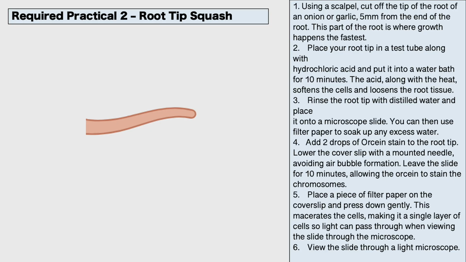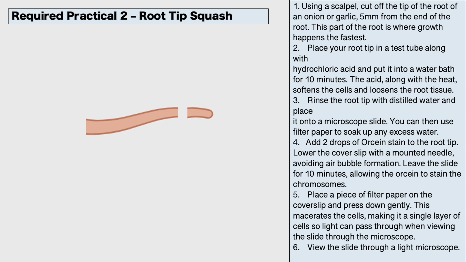Required Practical 2 is all about mitosis. It's the root tip squash experiment, which hopefully you will have done or will be doing in class. Step 1. Using a scalpel, cut off the tip of the root of an onion or garlic, 5 mm from the end of the root. This part of the root is where growth happens the fastest, so we are most likely to see mitosis in this area.